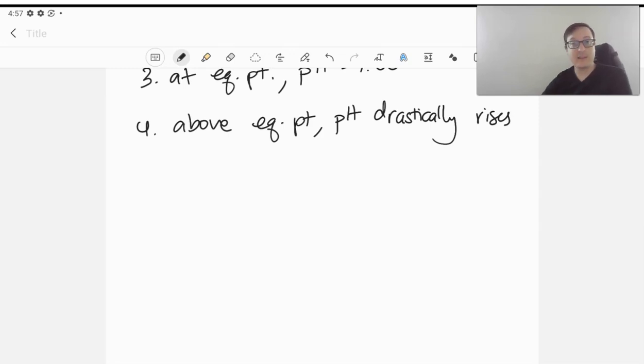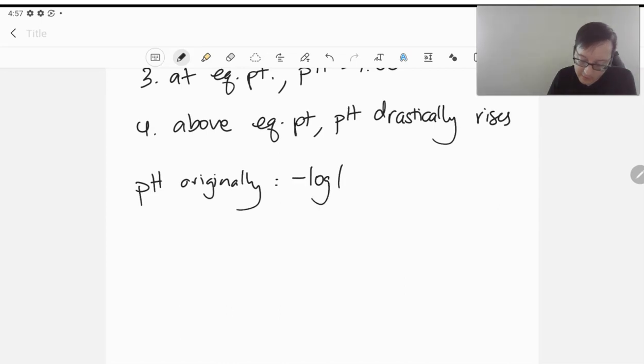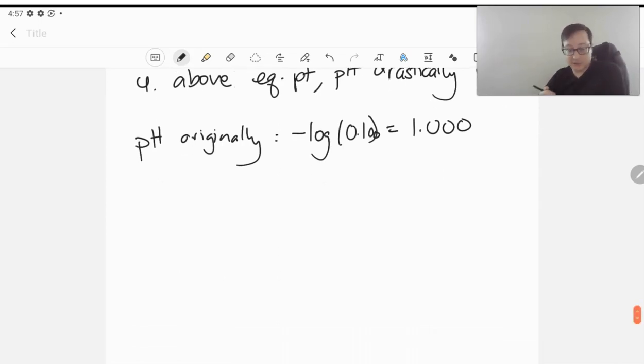So let's evaluate the pH at a couple of different points here. We saw that the pH originally, because this was a strong acid, is just the negative log of 0.1, which is 1. I guess 1 with 3 zeros because we had 3 to begin with. So that's our original pH.